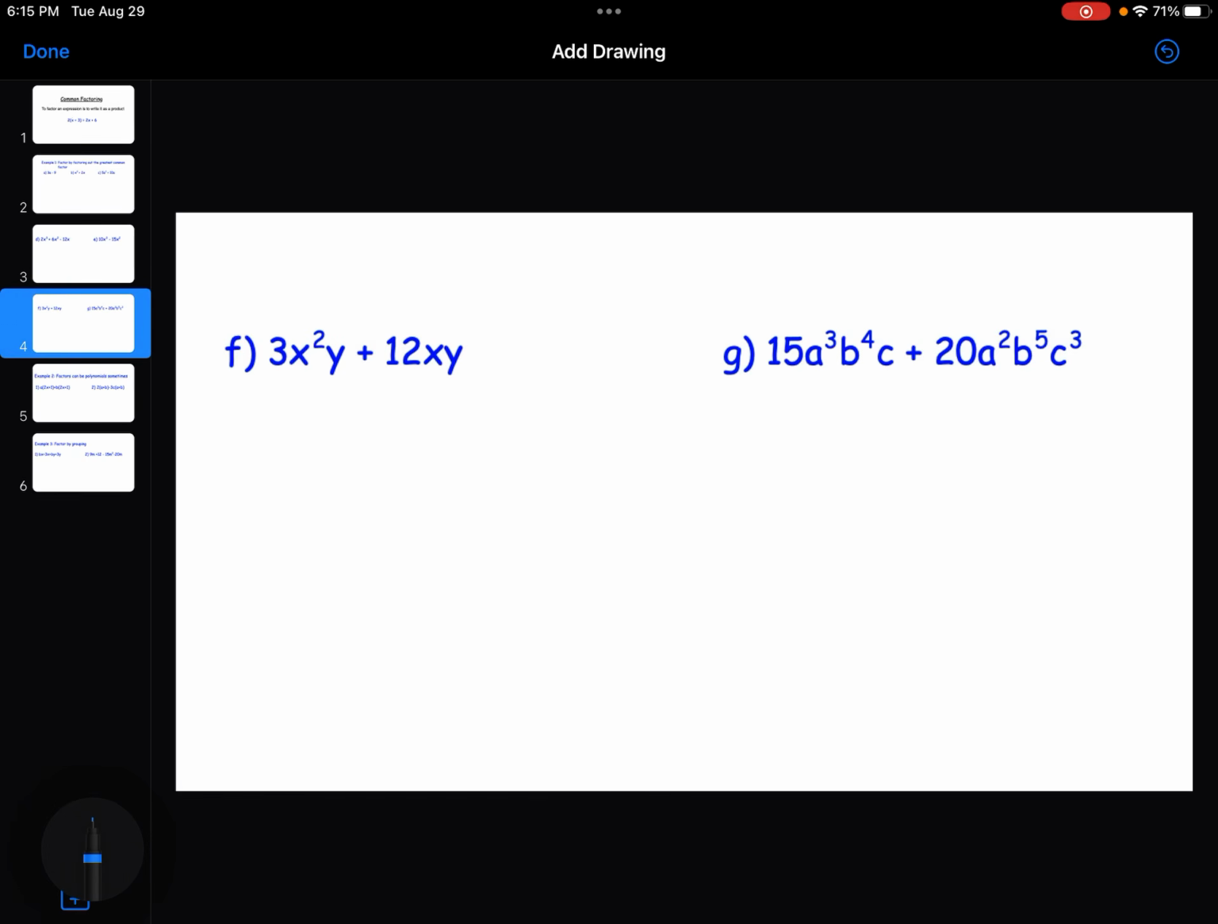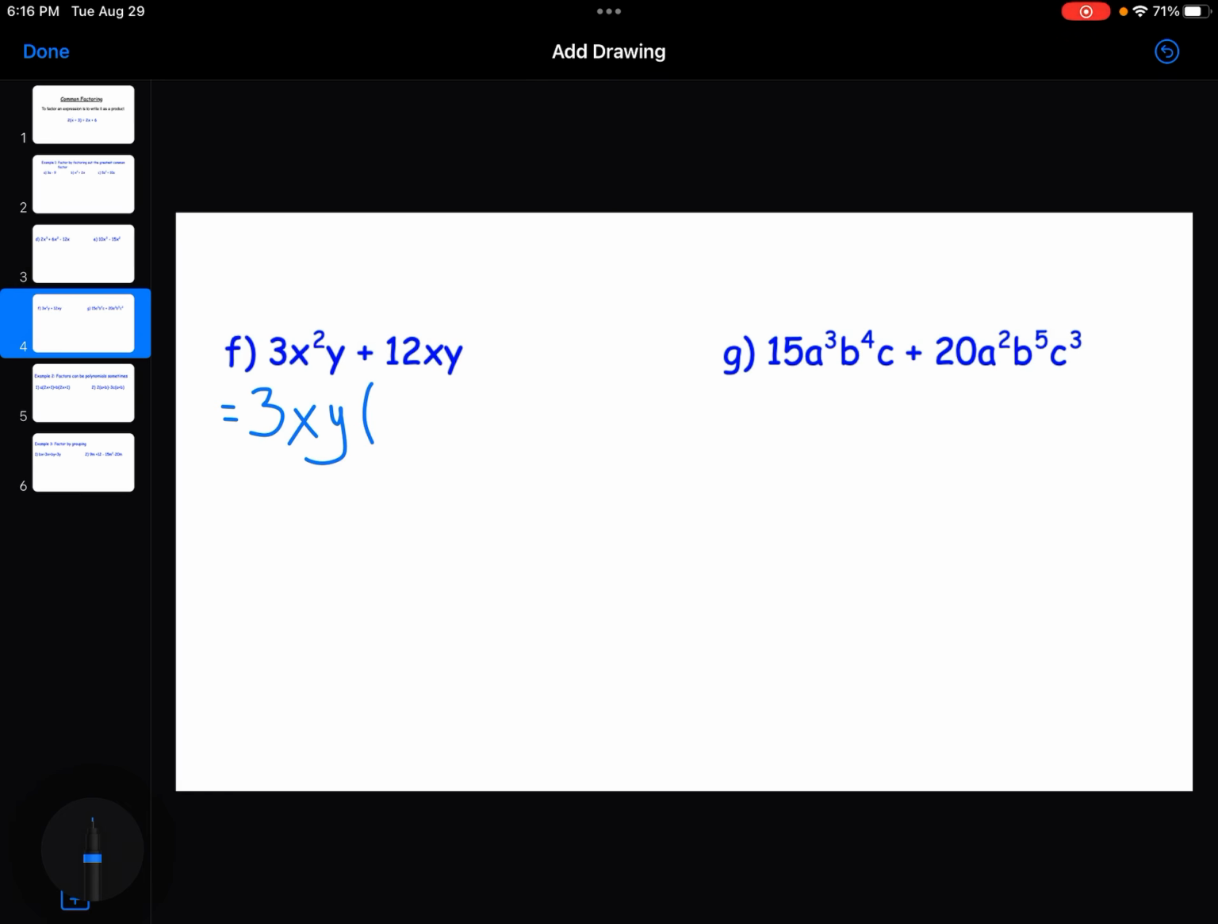So for f, I know both terms can divide by 3, so I'm going to put the 3 out front. I'm going to look at my x's. I've got a 1 and a 2. I know that 1 is smaller than 2, so I'm just going to have x to the 1, or just x. Look at my y's. All of the terms have y, but 1 is the highest one, so I'm going to put that.